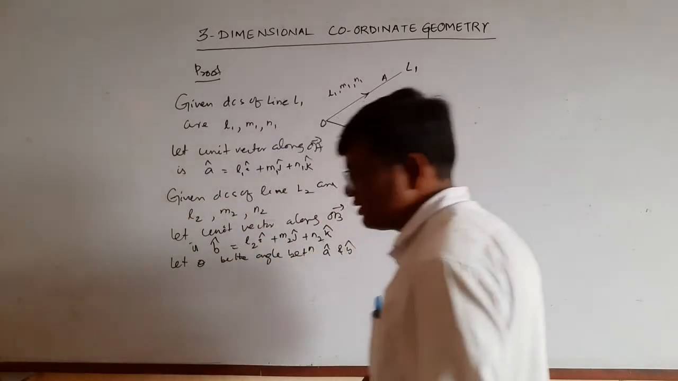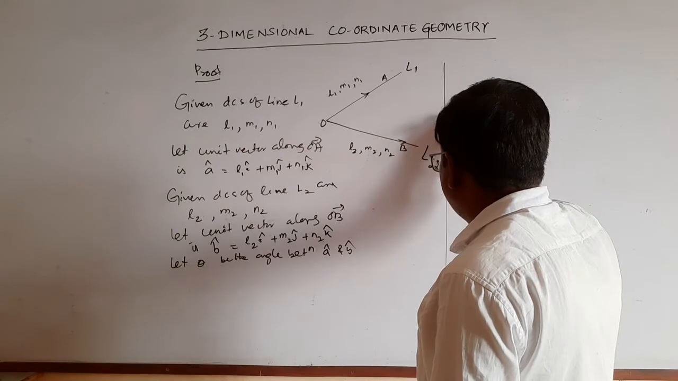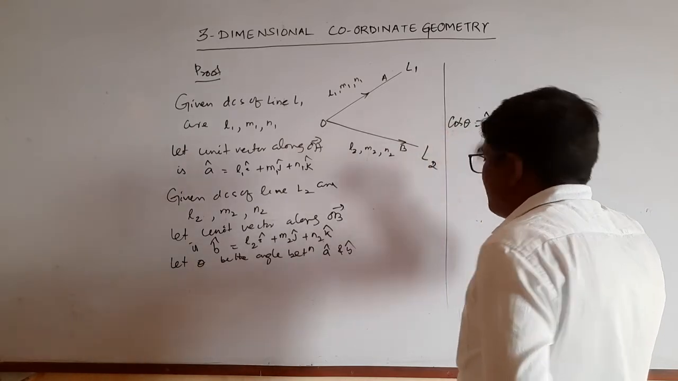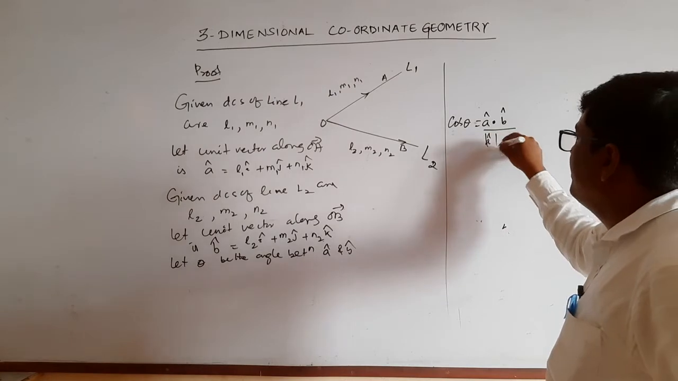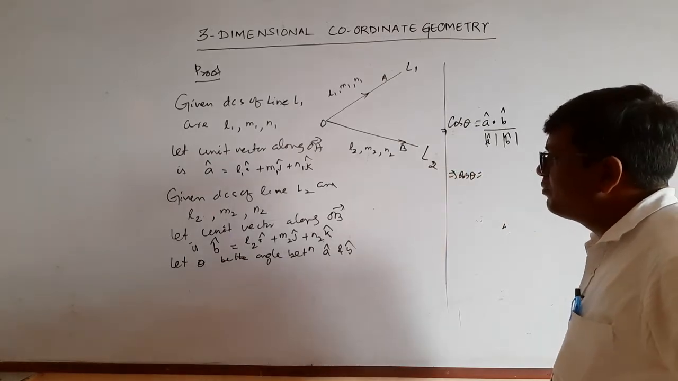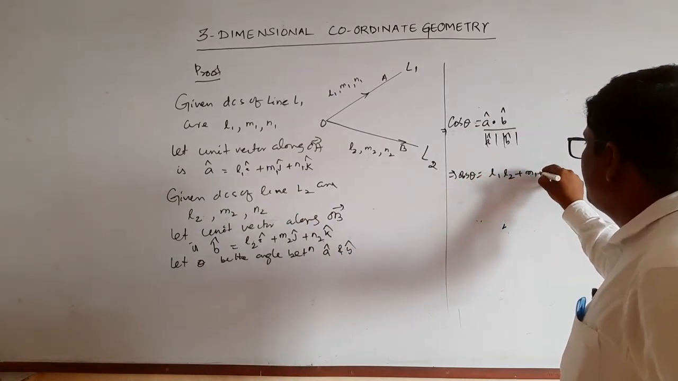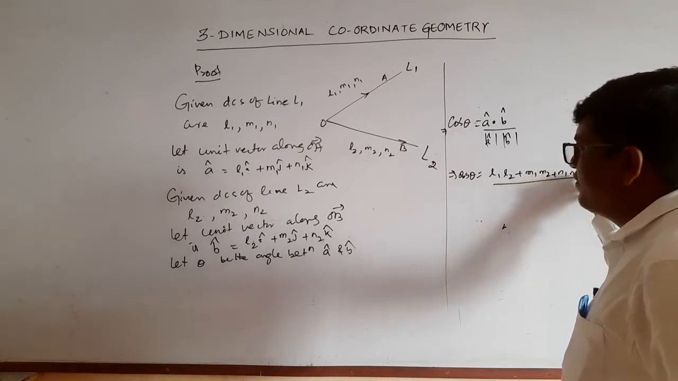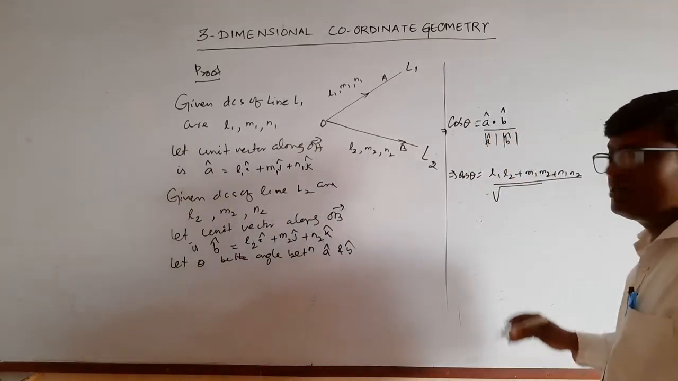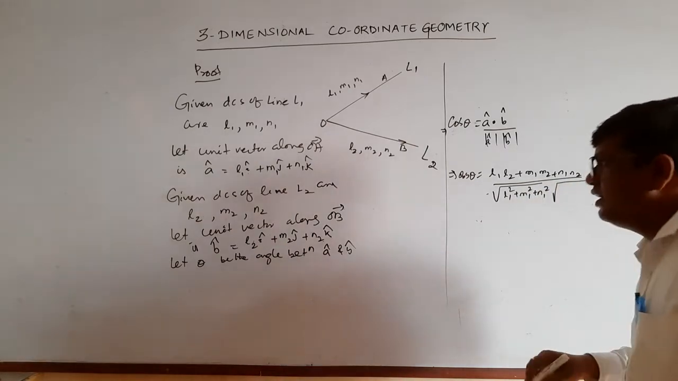Now cos theta is equal to A cap dot B cap divided by magnitude of A into magnitude of B. A dot B is L1 L2 plus M1 M2 plus N1 N2, divided by the square root of the magnitude of A cap, which is L1 square plus M1 square plus N1 square, under the root.